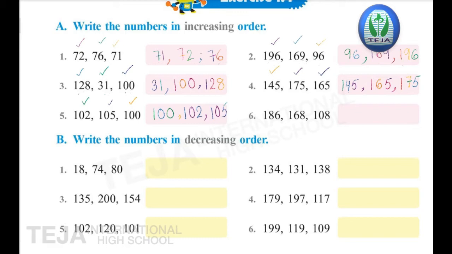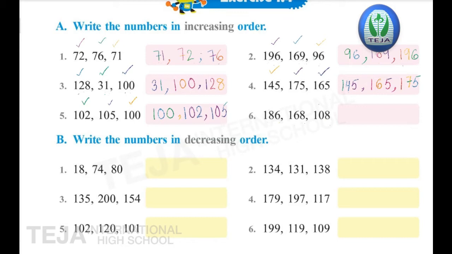Next, the last question of the first bit is 186, 168, 108. Okay, 186, 168, 108. How is it arranged? See the question, children. 186, 168, 108. Here the numbers are arranged in decreasing order. That is, see here, the first one is the biggest number, next the second one, and the third one is the smallest number.